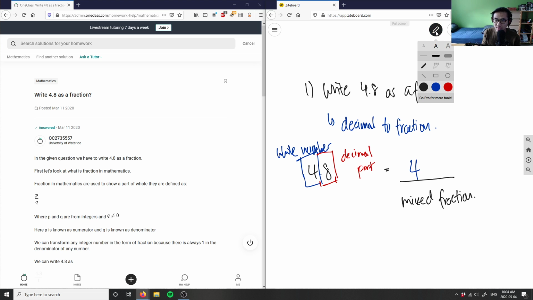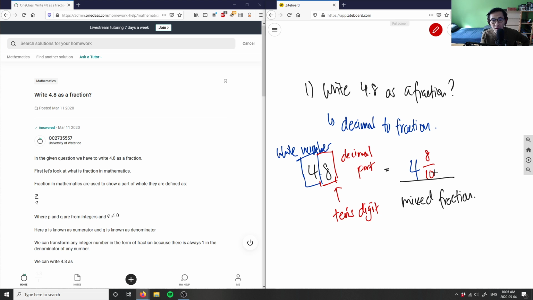And then the decimal part is going to become our new fraction part, right? So if I have 0.8 in this case, I know the first digit after the decimal is the tenths, or the tens place, right? If I know it's the tens place, then 0.8 would simply be 8 over 10. 8 over 10 would be the equivalent fraction for 0.8 here. So I'm going to write 4 and 8 over 10. And this here is our mixed fraction for 4.8.